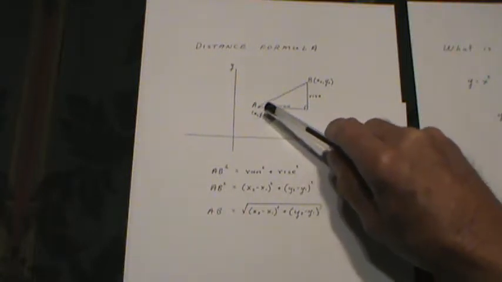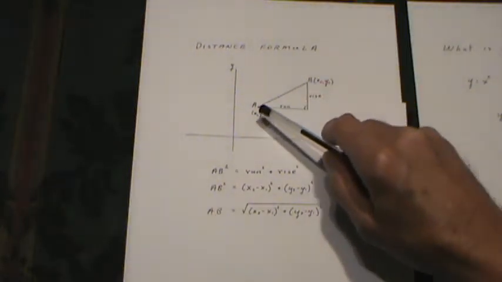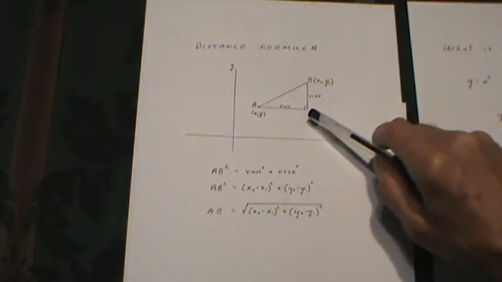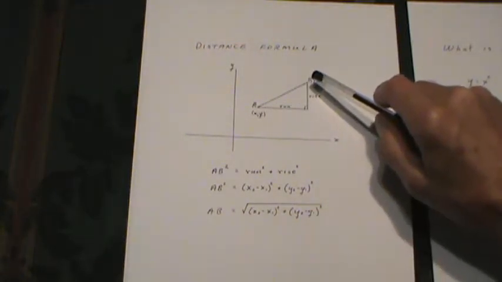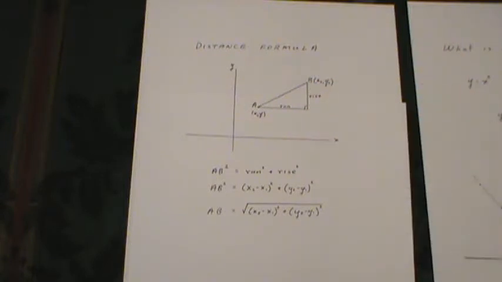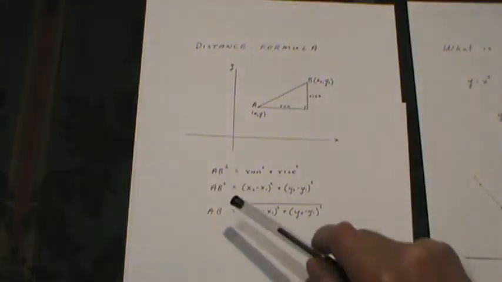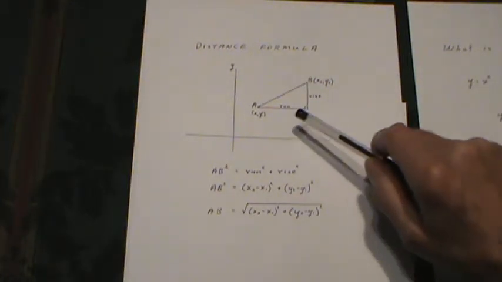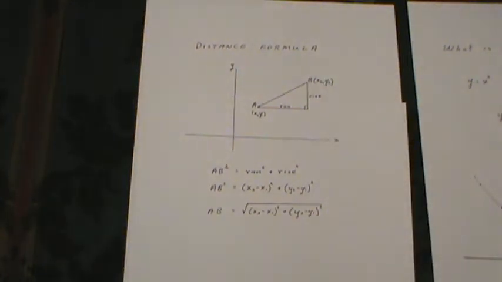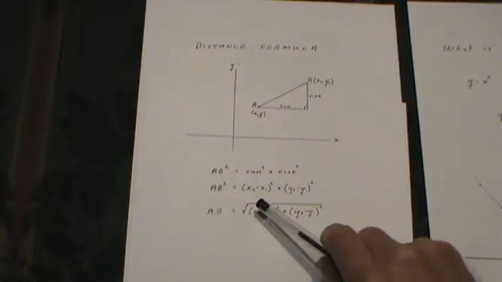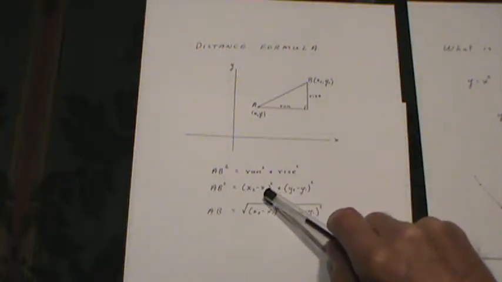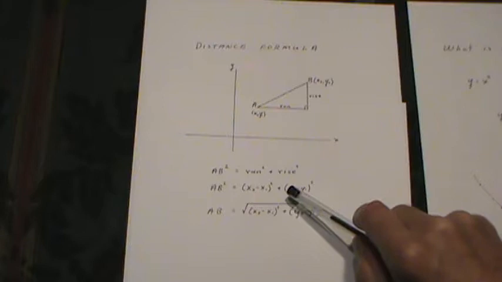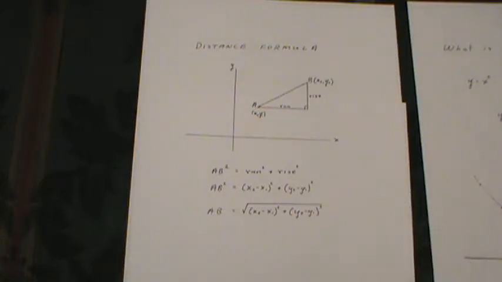The distance from A to B, all we need is the run and the rise from A to B, because the Pythagorean theorem tells us that the square of the distance from A to B is equal to the sum of the squares of the other two sides. So here's the run, difference in the x values. Here's the rise, difference in the y values. And to get the distance formula, all we have to do is take the square root of both sides.